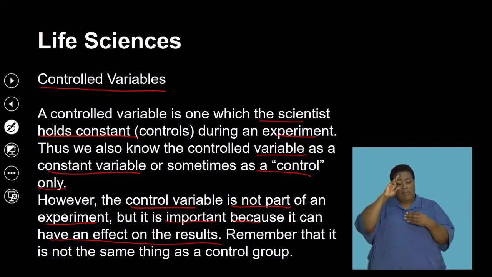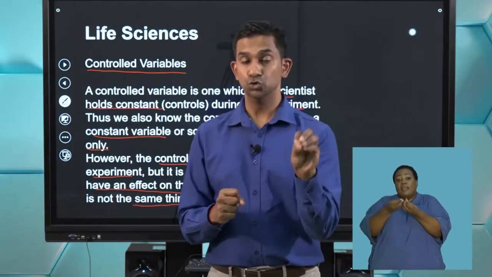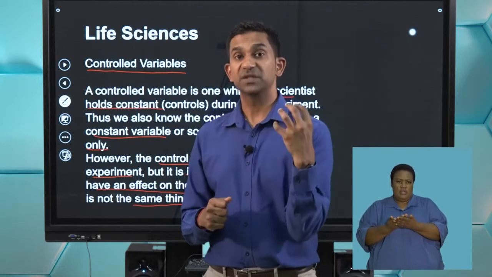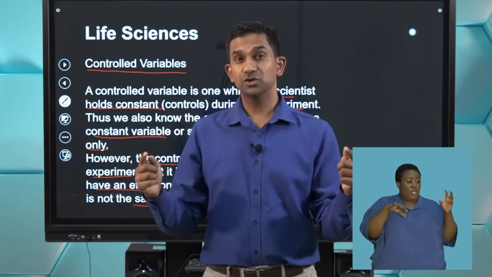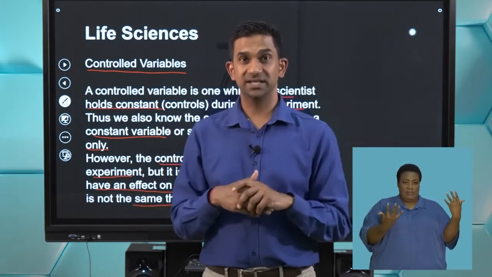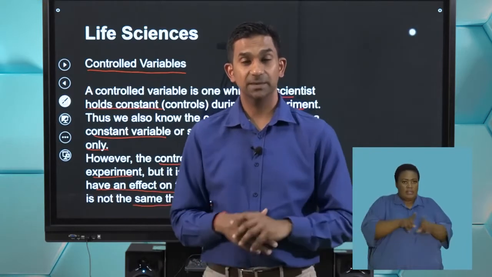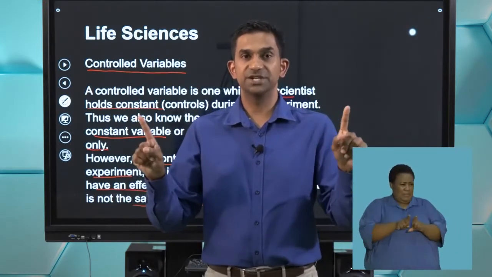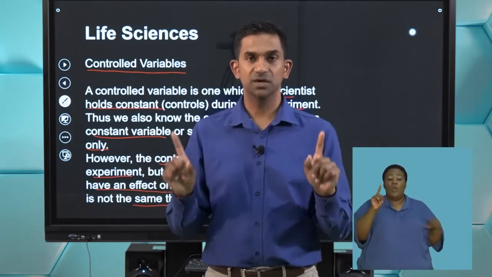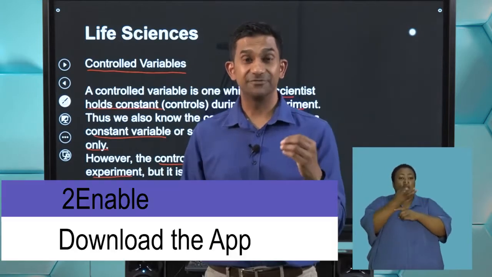Remember that it is not the same thing as the control group. So let's try and understand that in a nutshell. The control variables are things that you control and make the experiment fair. So if you are comparing the effect of light on two plants, you've got to ensure that you keep the amount of water the same, you keep the type of plant the same, you also ensure that the amount of soil they are kept in is the same. So those variables that you keep constant and you subject both the samples to are the control variables. And so that ensures that your experiment produces a fair test.